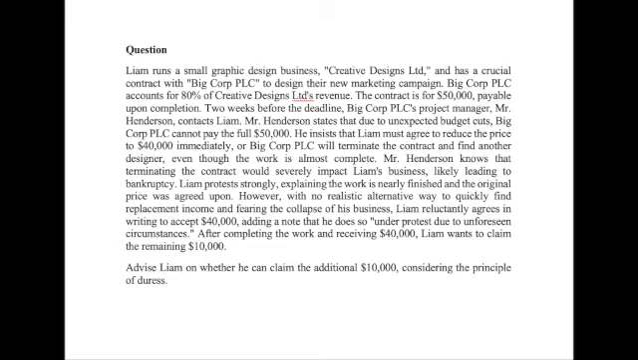And this is key. He agrees in writing, but he adds a note. He writes, "under protest due to unforeseen circumstances." Ah, under protest. That sounds like something a lawyer would tell you to do. Certainly a very important piece of evidence. So he finishes the work. Big Corp pays the reduced amount, $40,000. And now Liam wants that missing $10,000. The big question the guide poses is, can he legally claim it? Can he argue that his agreement to take less money isn't binding because of duress?